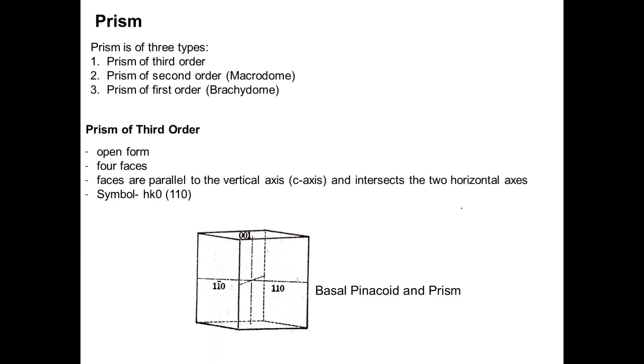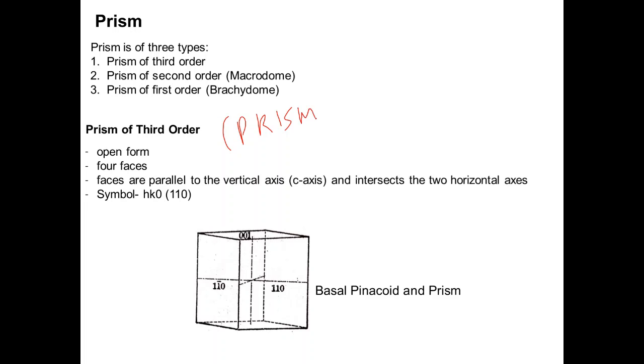This has been recently added, but I would rather suggest you use the words dome rather than prism of second and first order for the other competitive examinations, because still in GSI and other exams if they ask macrodome, then you have to remember this word, otherwise you may get confused if you keep in mind the prism of second order. Okay, so we have three types of prism, macrodome, brachydome. All right, so let us have a look at this prism of third order, or simply prism.